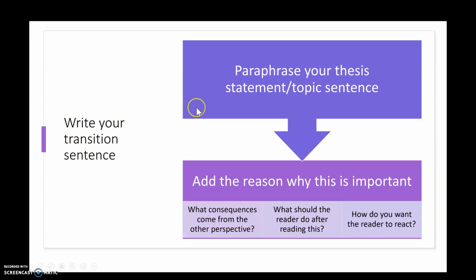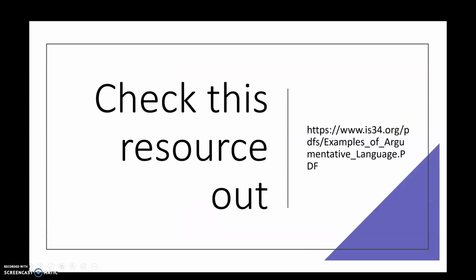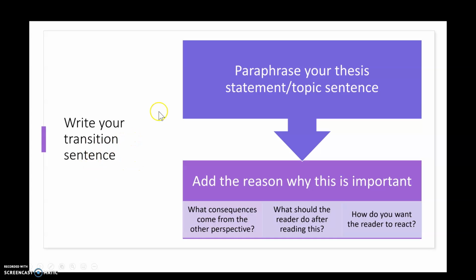Then to write the transition sentence, you basically just paraphrase your thesis statement or your topic sentence and add the reason why it's important. Some things you might consider are what consequences come from the other perspective or the counter argument, what should the reader do after reading this, or how do you want the reader to react? And that goes for the conclusion as well. The transition sentence looks at a single topic in a paragraph. The conclusion looks at the whole topic as a whole, but they are pretty similar.